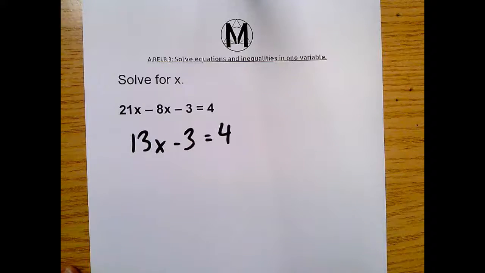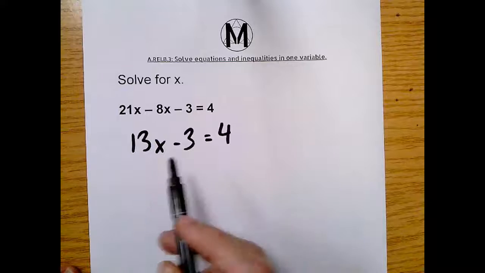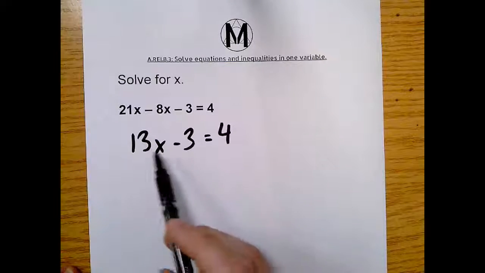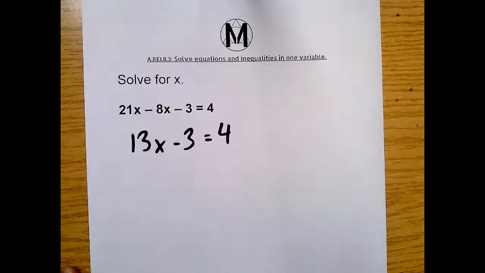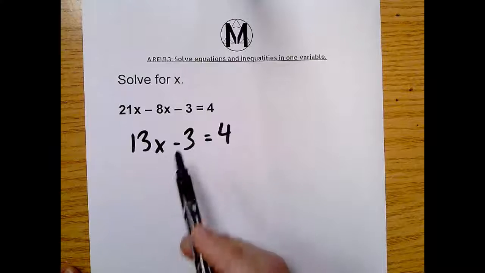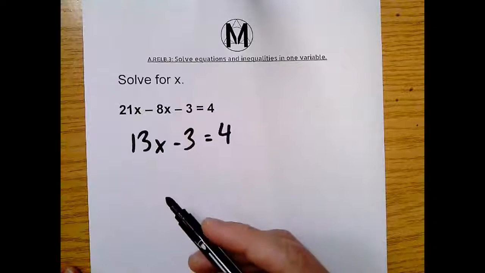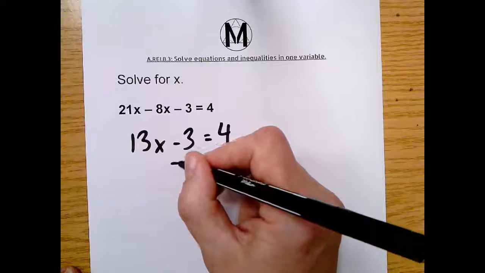Okay, the next step is, now that we have combined everything that can be combined on either side, we want to start moving stuff away from the x because we want to get this x all by itself. That's our goal, to isolate x all by itself. So step one, we want to get rid of this negative 3. So the opposite of negative 3 is plus 3.